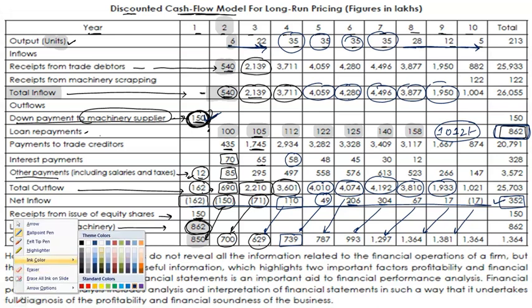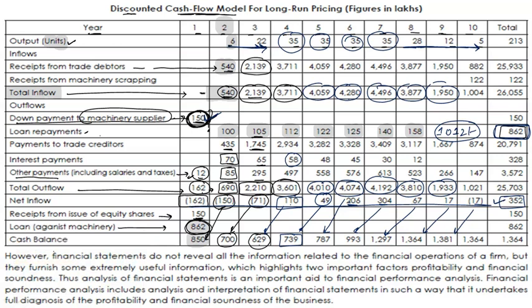And apart from that, what we are going to check next is that in the last 10 years, we have achieved a total inflow of 26055 lakhs. Right? And just from the receipt of trade debtors, we have received 25933.